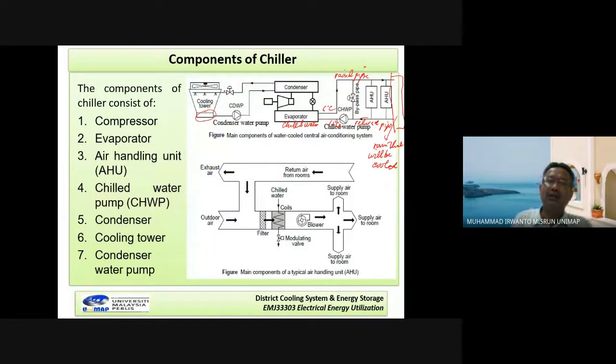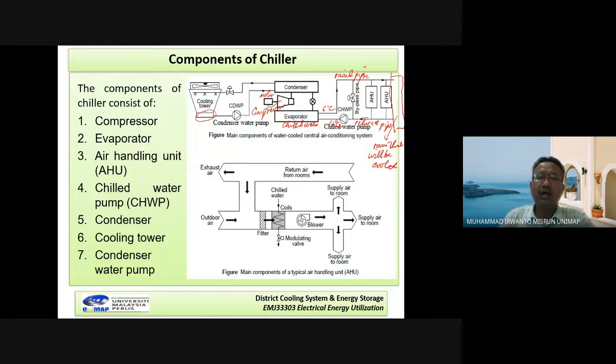Meaning the water here has a temperature higher than this one. Again, by this condenser water pump it will be pumped to this condenser. So overall it is still helped by this compressor. This one is the compressor, and this compressor operates because it is connected to the motor.